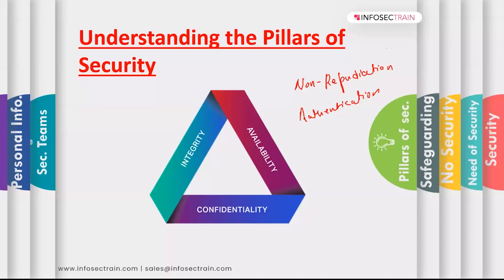Non-repudiation makes sure that there is something with the data that shows who created that data. So the data should adhere or stick to the person who created it, right? Whenever you are sending some data, you are sending some email, your identity is with that data, right?